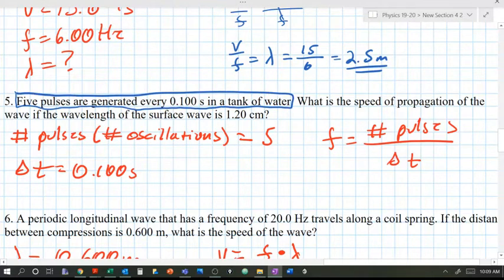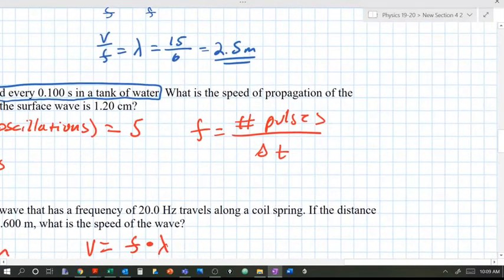The number of pulses, or number of oscillations, is 5, and the time it takes for those 5 oscillations to happen, or those 5 pulses to be created, is 1/10 of a second. So that's how we calculate frequency: the number of pulses, or oscillations, or vibrations over time. So here we have 5 pulses in 0.1 seconds. So that's going to give us 50 hertz. 50 pulses are sent for 1 second.